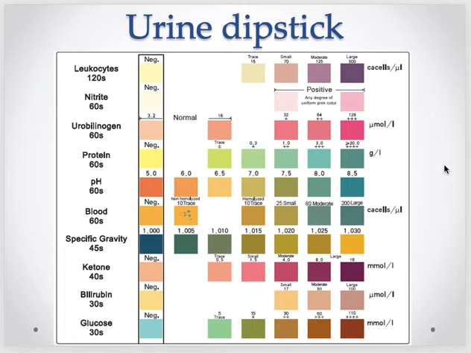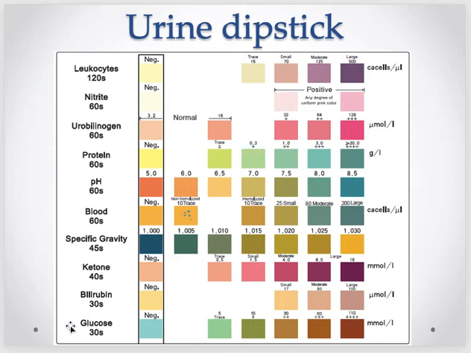What is done is we ask the patient to urinate, and then we immerse the strip which I have shown you. After immersing, we take it out from the urine sample. It takes 1 minute to 2 minutes. You can see over here 120 seconds is 2 minutes, 60 seconds is 1 minute, and 30 seconds is half a minute. So maximum it takes 2 minutes to perform this test.